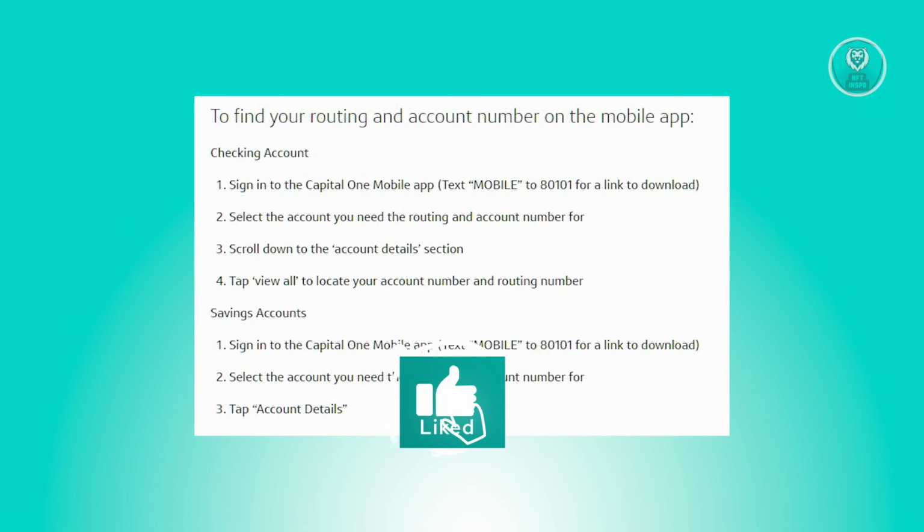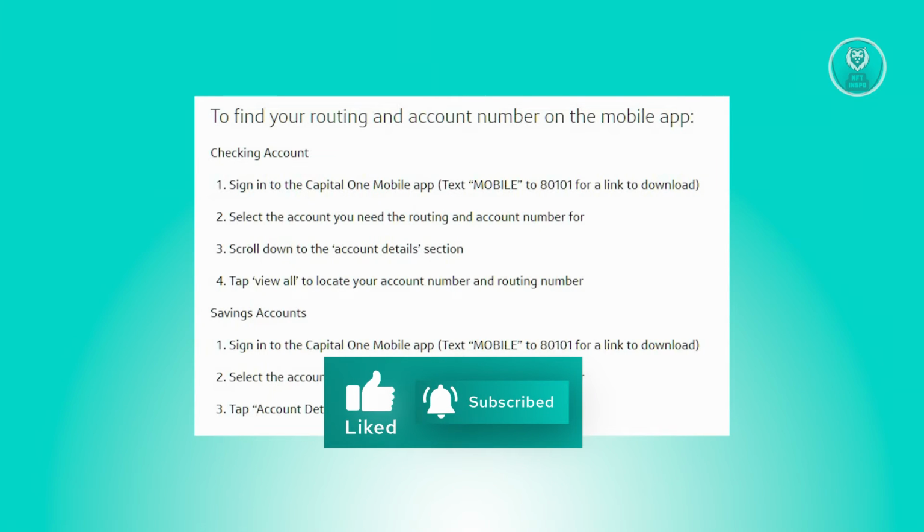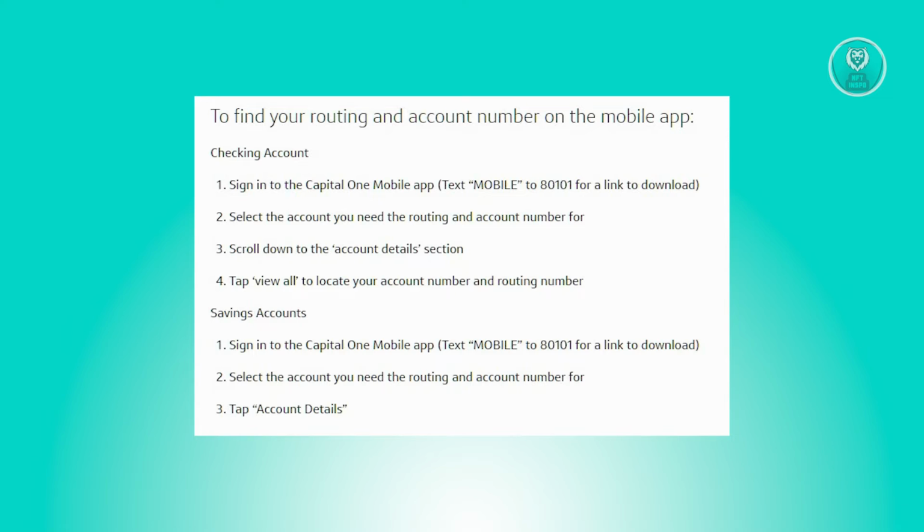Now through your savings account, sign in into the Capital One mobile app. Now in this case, make sure that you have the latest version. Now select the savings account for which you need the routing and account numbers and access the required information by tapping on the account details section.